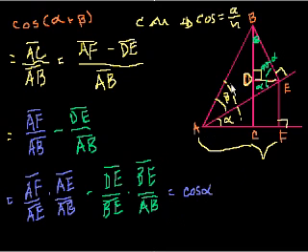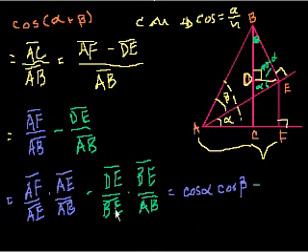And what's AE over AB? Well, it's similar. If we look at this big right triangle right here, that is the adjacent over the hypotenuse for beta. So that's cosine of beta. Cosine of alpha times cosine of beta. Switch my colors.